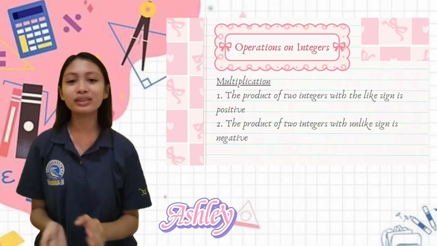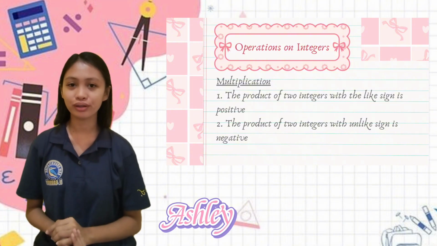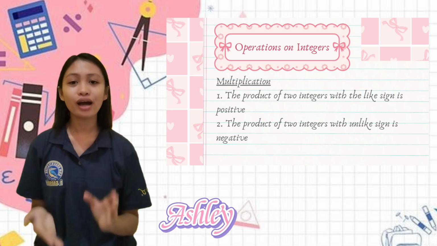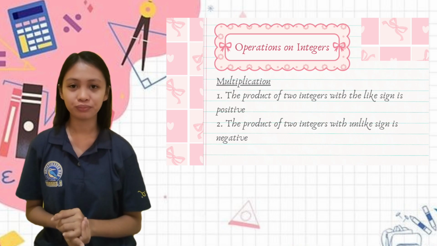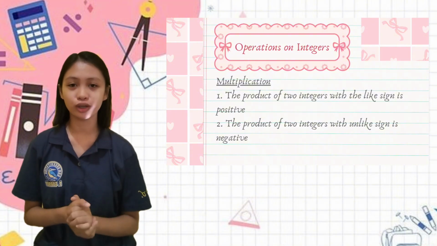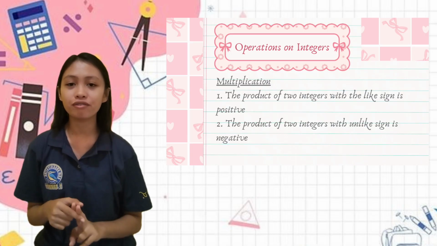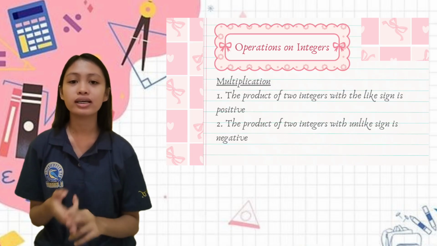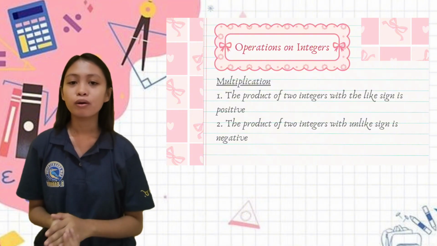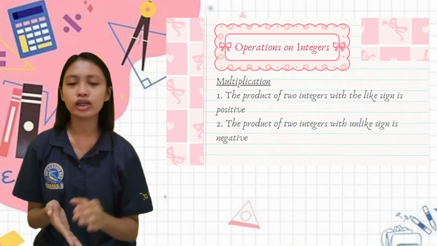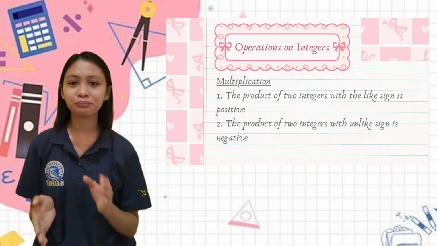Let us now proceed to the multiplication of integers. So we only have 2 rules to remember. Number 1, the product of 2 integers with like signs is positive. Number 2, the product of 2 integers with unlike signs is negative. Therefore, when 2 positive integers or 2 negative integers are multiplied, the product is positive. On the other hand, when a positive integer and a negative integer are multiplied, the product would be negative.